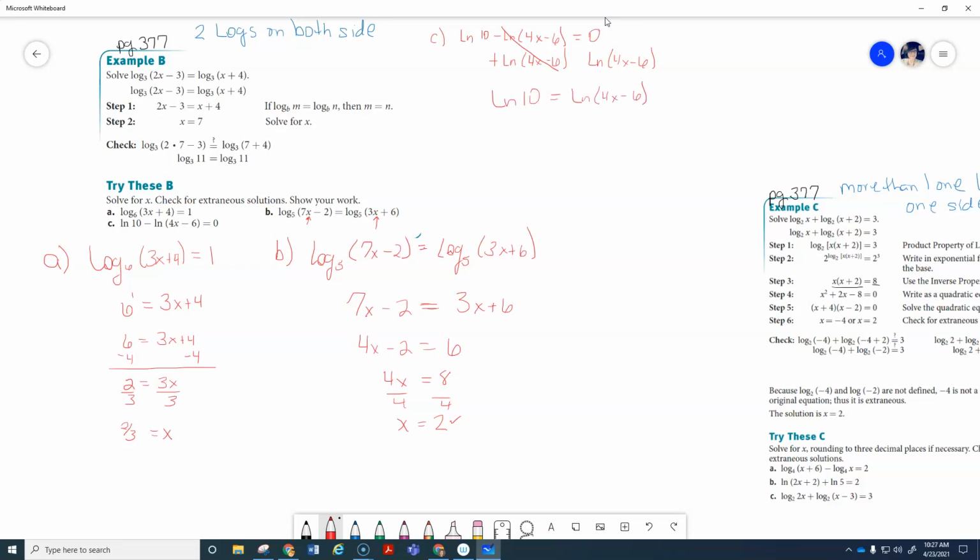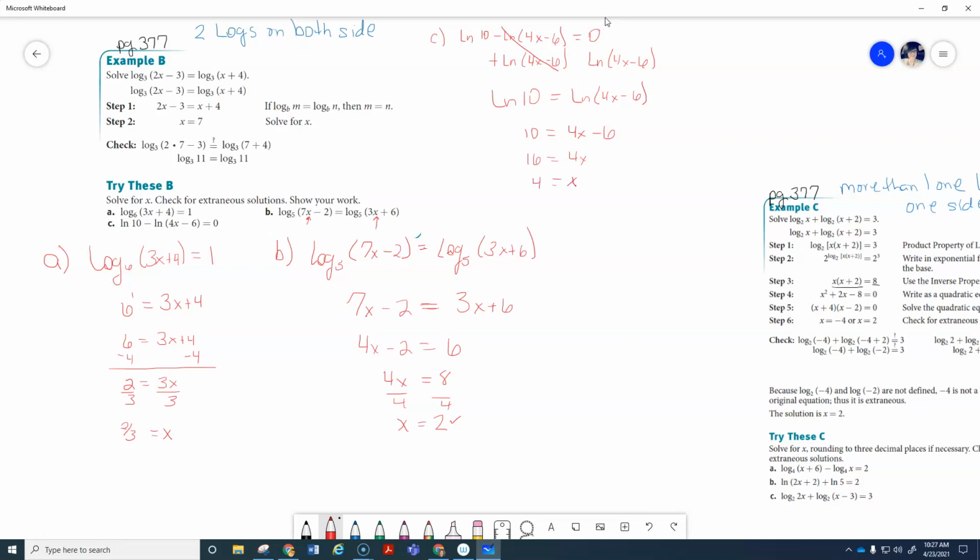And what do I have now? Logs on both sides. The logs drop off, and I end up with a pretty straightforward algebra problem. Add 6 to both sides. 16 is equal to 4x. Divide both sides by 4, and x equals 4.